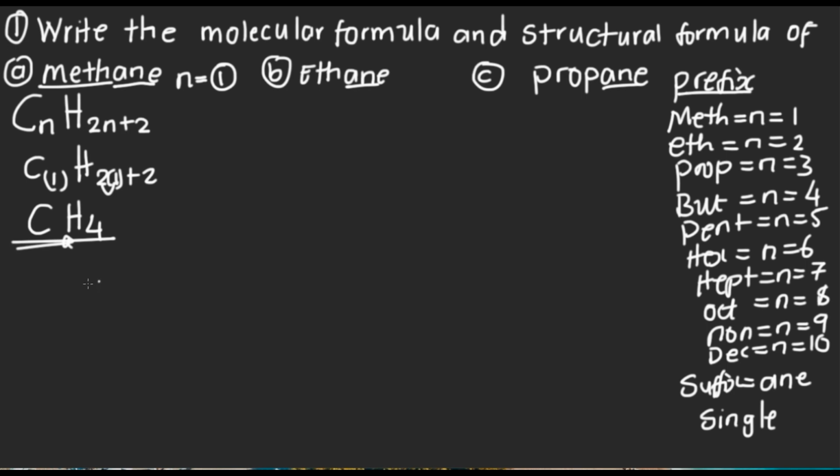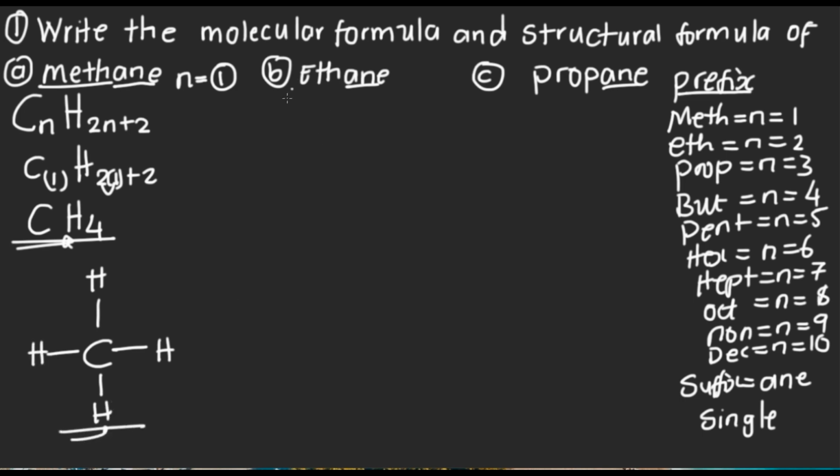Now to draw the structural formula, you first write carbon. Since we only have 1 carbon, remember we said carbon makes 4 bonds. Then each bond will have 1 atom of hydrogen. So this is the specific structure for methane.